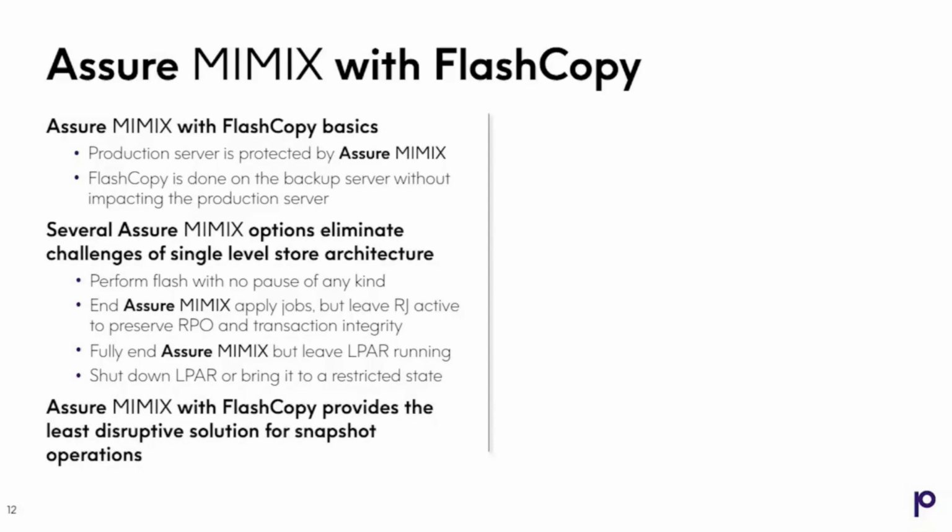Now, if you are very familiar with the architecture of the system, you realize that the one thing that separates the IBM i from any other platform out there is single level storage, right? And there are some challenges, very advantageous, but there are some challenges when you're talking about things in operations such as backups, right? So how do we address that in conjunction with flash copy if you've already invested in this technology?